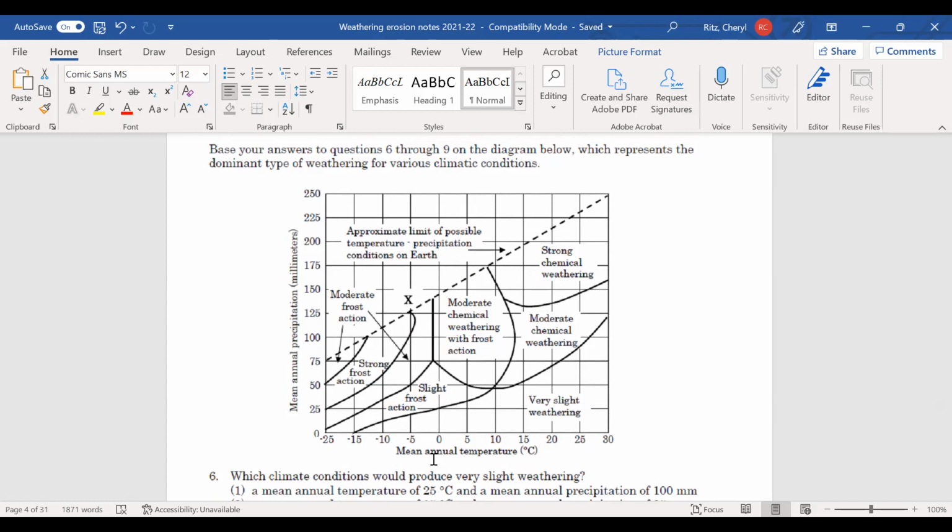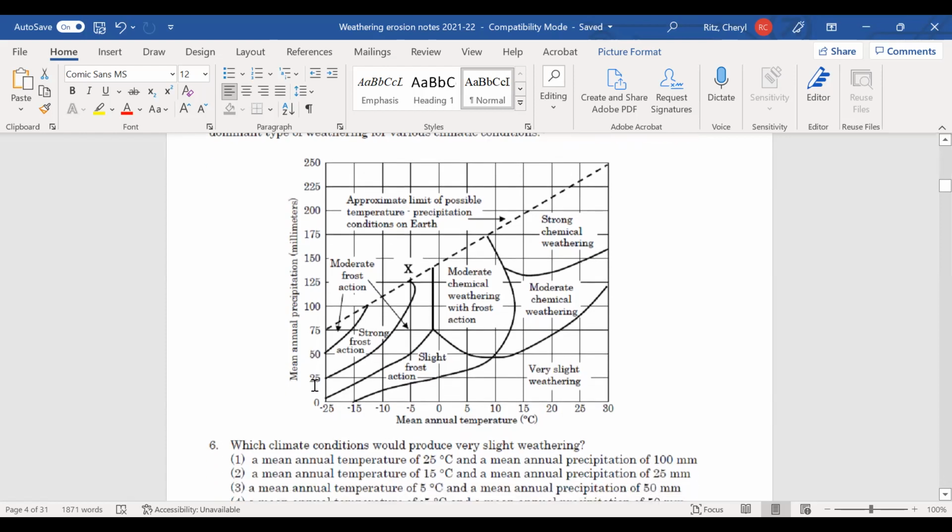But when you look at it, we've just got an x-axis, mean annual temperature in Celsius. It starts at negative 25 degrees Celsius, goes to 30 degrees Celsius. Then on the y-axis, it says mean annual precipitation in millimeters. So we just have how much it rains or snows in millimeters on the y-axis. Other than that, it works just like a normal graph.